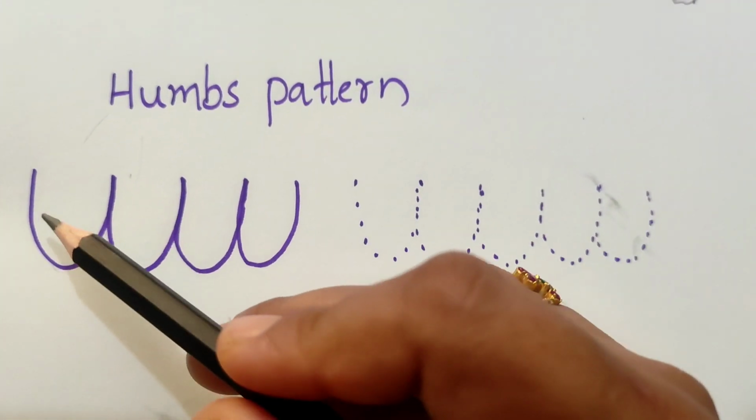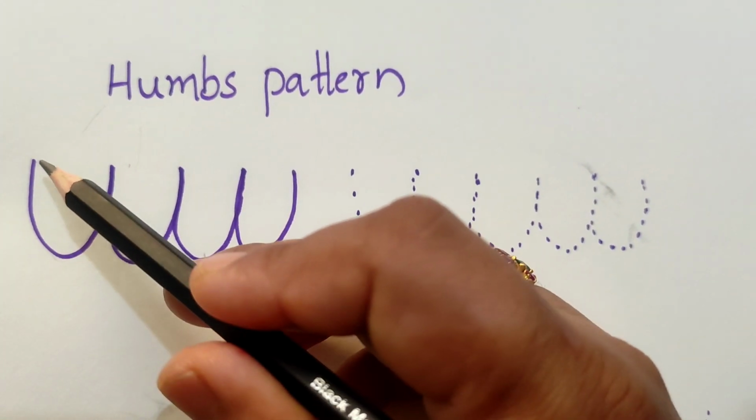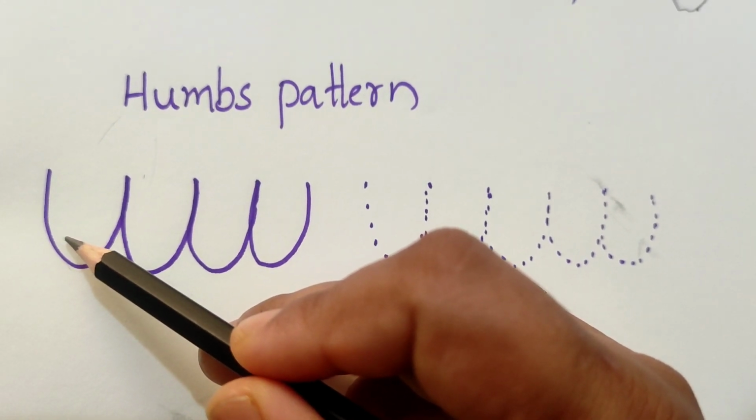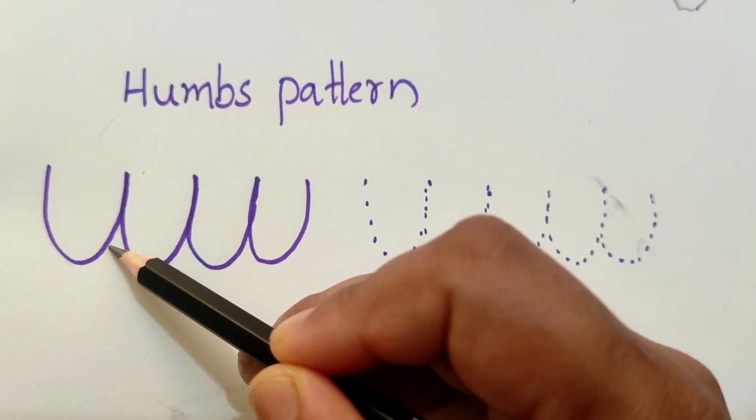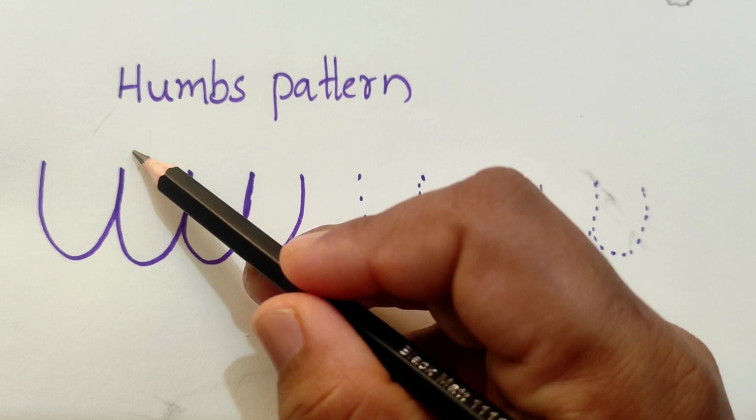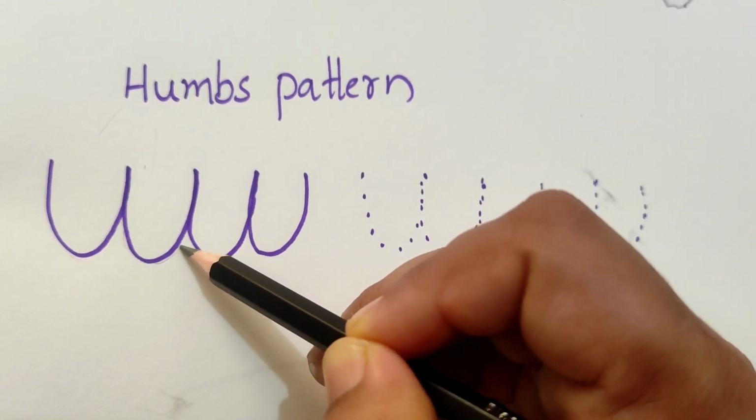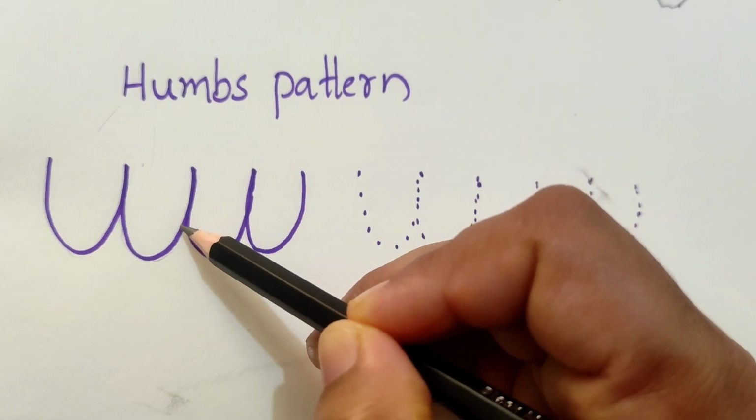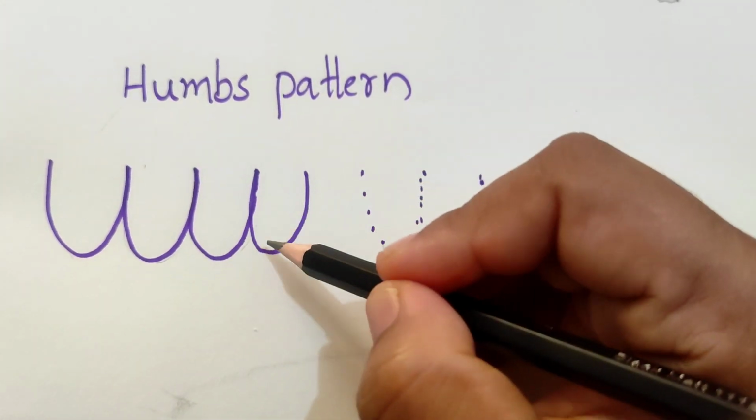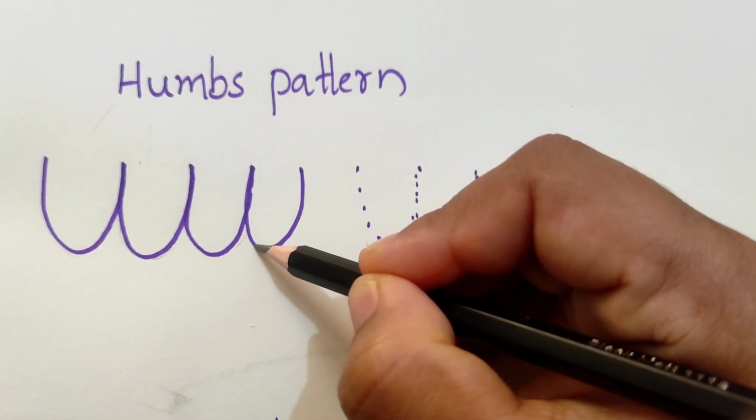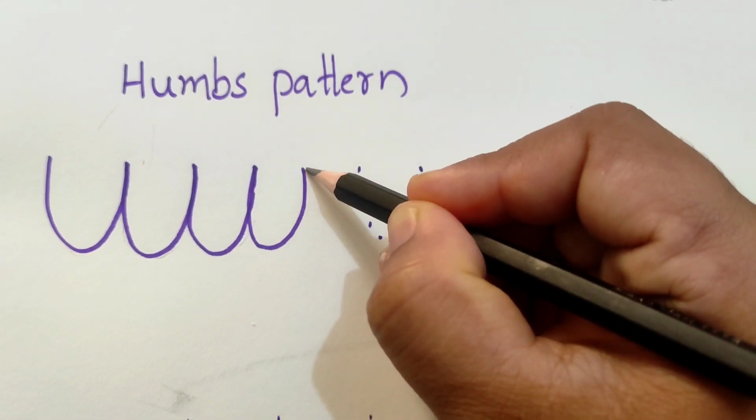Pattern. We have to start from the top and make a curve, then go up and again down, then make a curve, again up, again down and make a curve, then up, again down, make a curve and up.